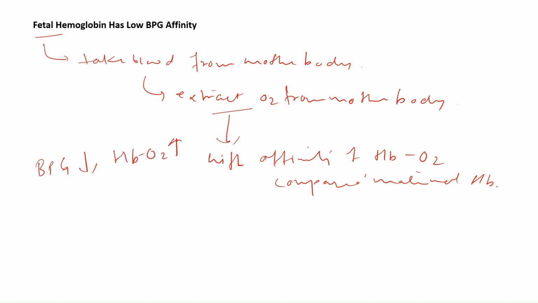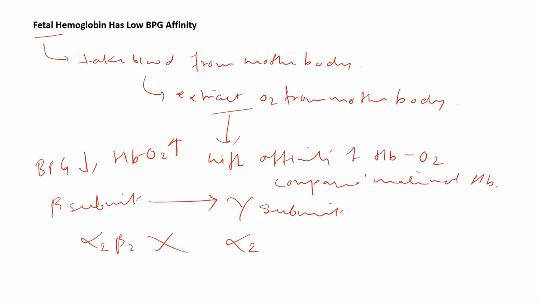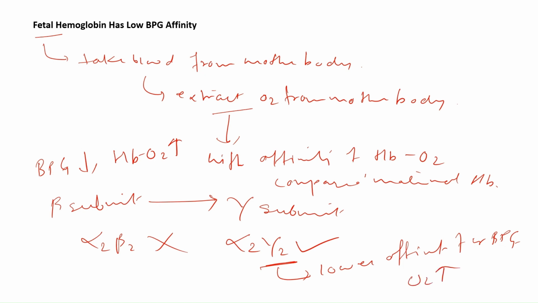be more. And for this function to be performed, the beta subunit of hemoglobin in fetus gets replaced with gamma subunit. That means in fetus, we don't have alpha 2 beta 2 subunits. What we have is alpha 2 gamma 2 subunits. And this gamma 2 has lower affinity for BPG and due to which it can bind with more affinity with oxygen. Clear? So that's how BPG helps in fetal development also, and BPG helps in adaptation at higher altitude also.